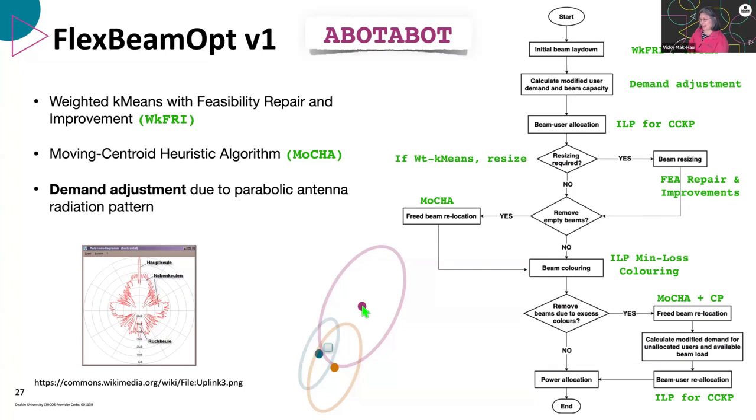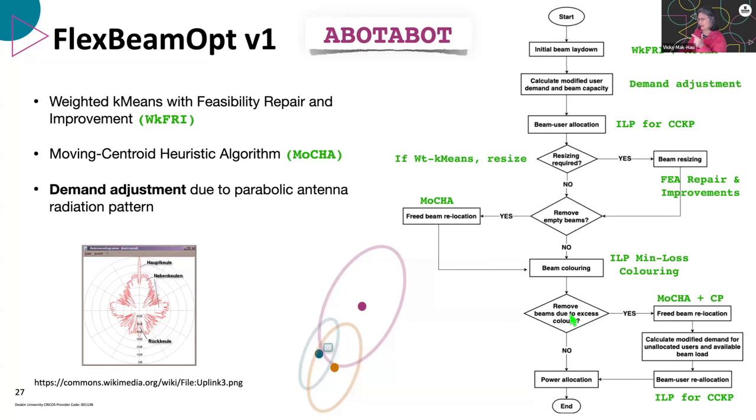And then we do a few of the other things. So after we've done the beam laydown, and sometimes after we've done some repairing and improvement heuristics, we will have some beams freed up, and then we just try to allocate those beams to other places by using Mak-Hau. And then we'll do beam coloring, where we are solving an integer linear programming problem to minimize the loss of the load. And then we remove some beams due to excess colors.